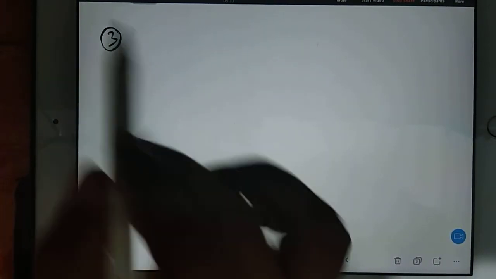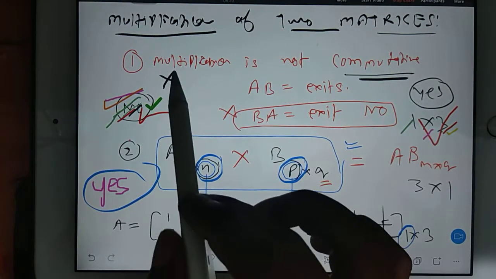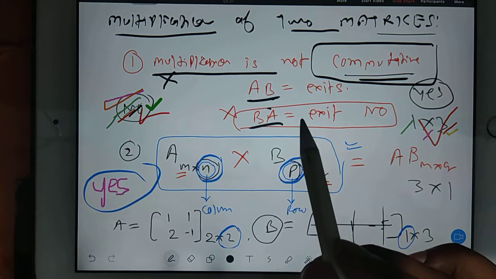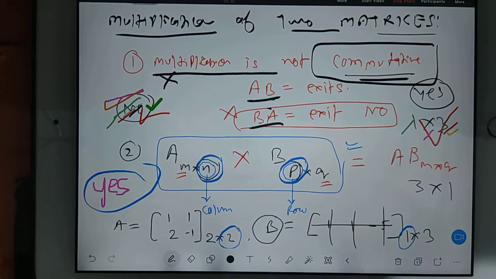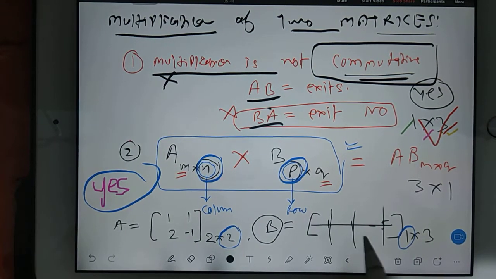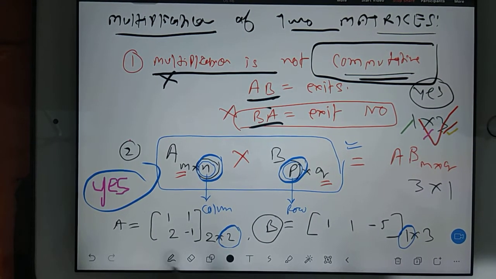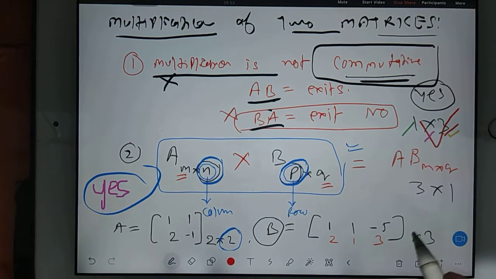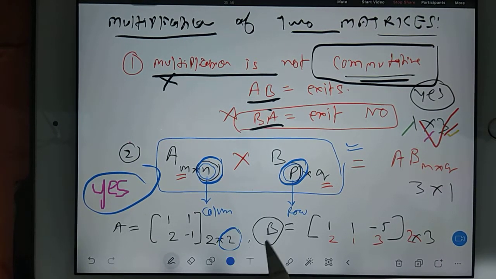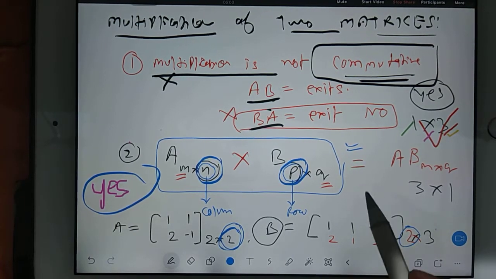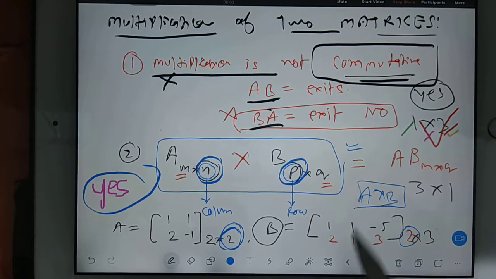Now go for the third point. Like here I was explaining, multiplication is not commutative. It means you cannot change the order like this because the order will change. For example, in this matrix itself, I will add one more row, suppose 2, 1, 3. Then the order will become 2 cross 3. So right now this 2 and this 2 are matching, so A into B we can find out.